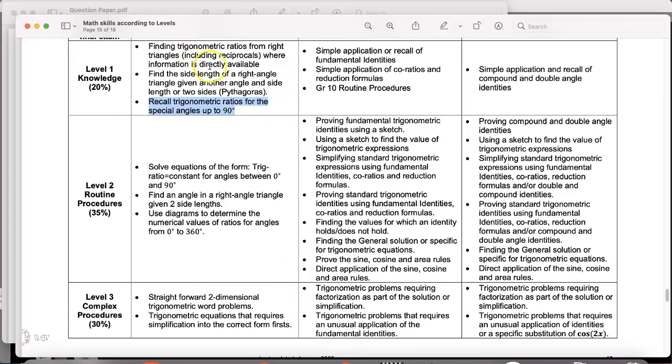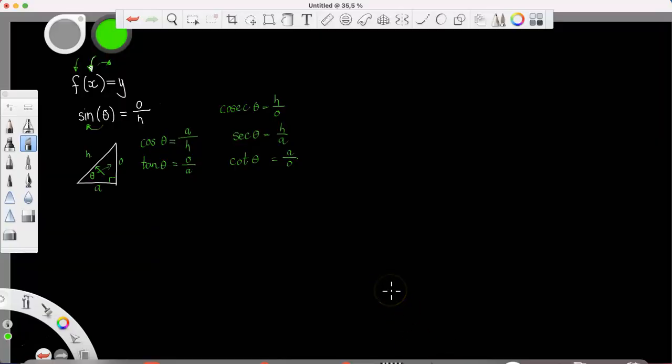So this is level 1, and this is very important. Things that you should be able to do. If you don't understand these three things, there's no way you can continue with trig. So let's say that third one, the special angles.